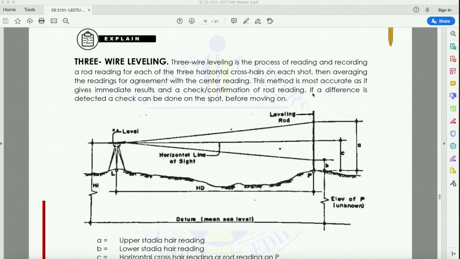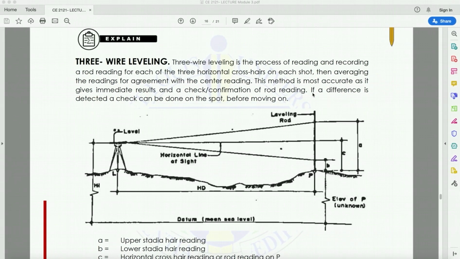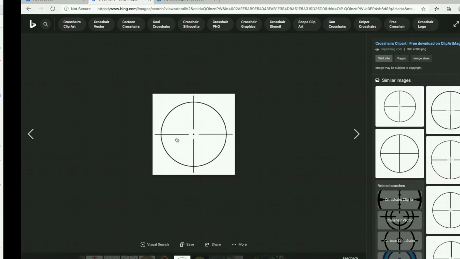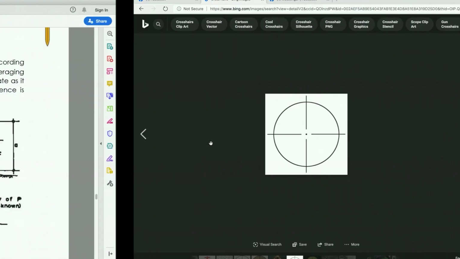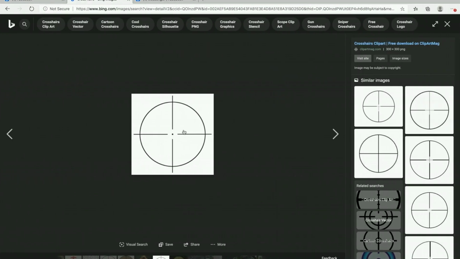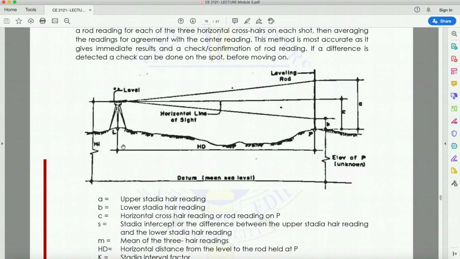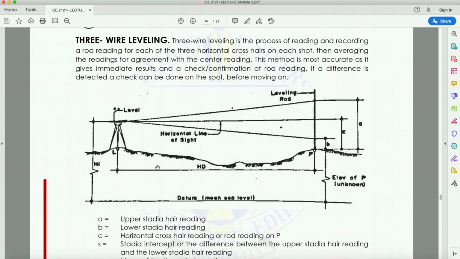Okay, so we have been talking about crosshair. So what is a crosshair? If you're going to check a telescope, this is what you call the crosshair. This is the guide. Okay, so for a three-wire leveling, this is the middle crosshair. Then you have an additional upper horizontal crosshair and a lower horizontal crosshair. Okay? So this is how a setup for a three-wire leveling is.